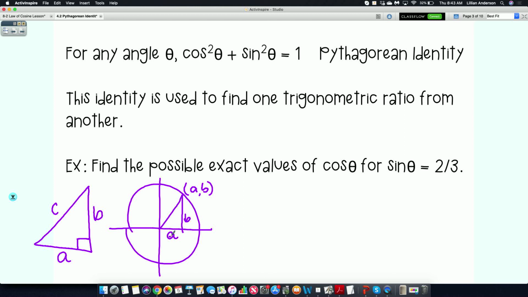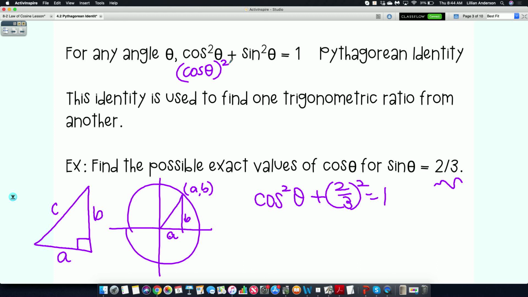Very good. Now, like I said, this identity can be used to find one trigonometric ratio from another. So it says find the possible exact values of cosine theta, for sine theta equal to 2/3. If I know that sine theta is equal to 2/3, I can find cosine theta by using the Pythagorean identity and plugging in. So this becomes cosine squared theta plus (2/3) squared is equal to 1, and then algebraically we solve from there. Do you realize the placement of the squared is in between the cosine and the theta, but that doesn't mean that you're only squaring cosine, you're squaring cosine theta together? So essentially it is cosine theta, that quantity squared. Do you understand that? Okay.